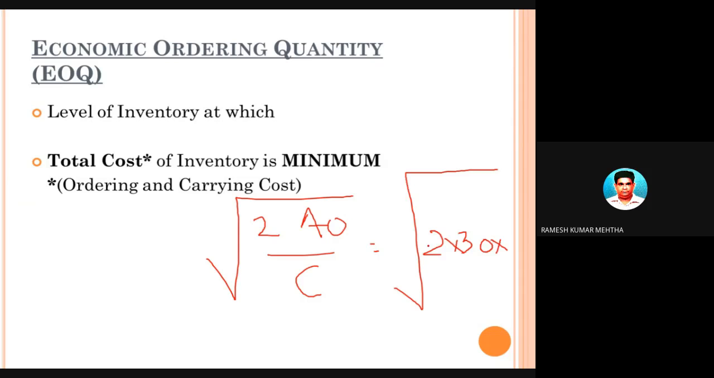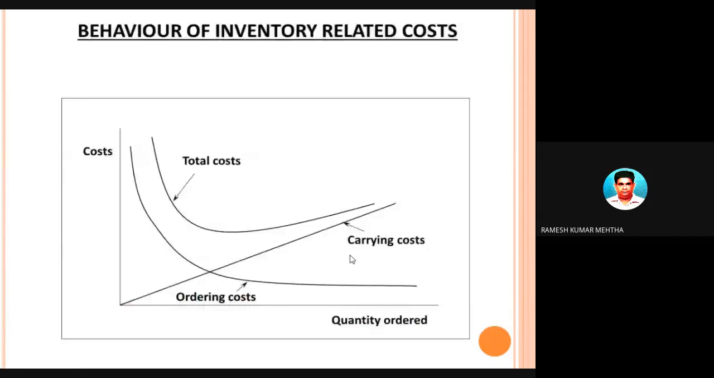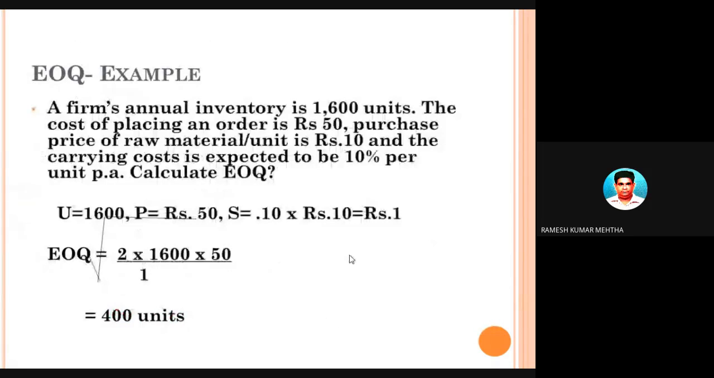We will take a small example, and with that we will understand. With this formula we will use it, and then I will show the graphical method of solving the problem. Number one, the annual inventory is 1600 units. Number two, if you are placing a single order, you are making a call, and the call will cost you 50 rupees. Number three, the purchase of the raw material costs ₹10 per unit.